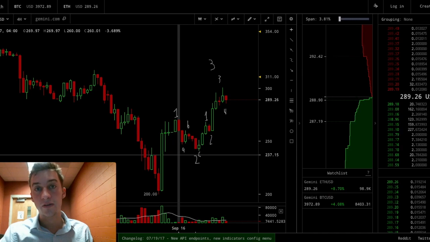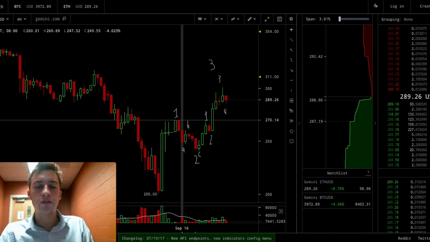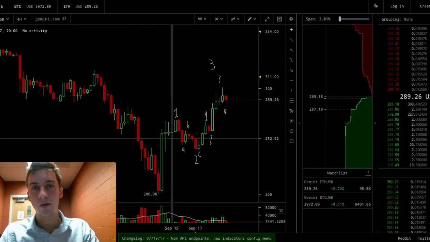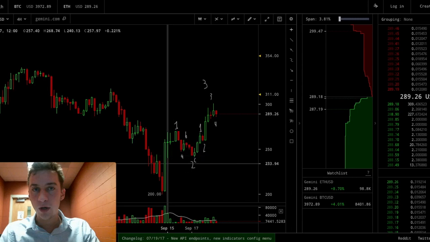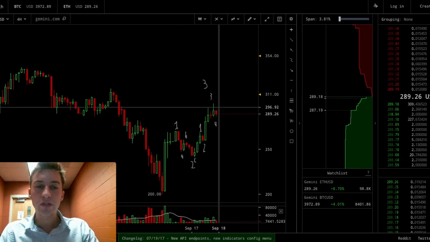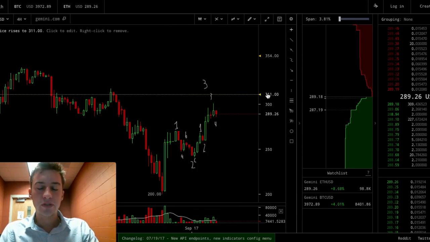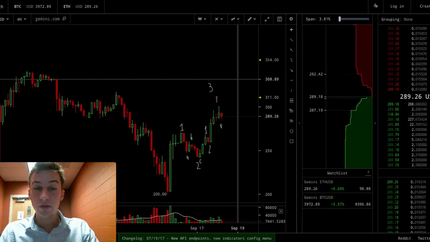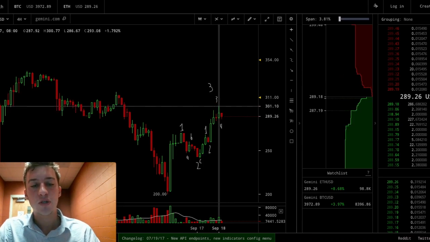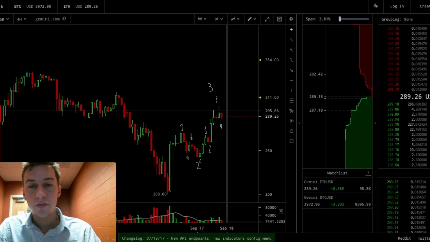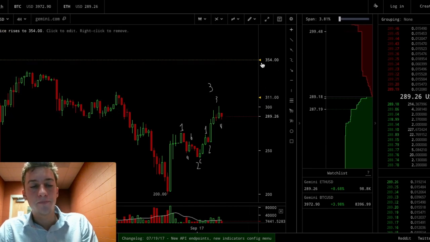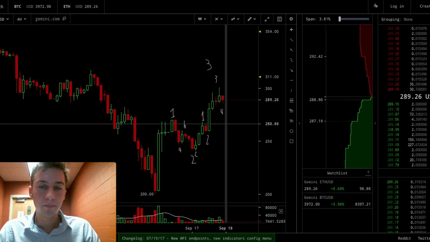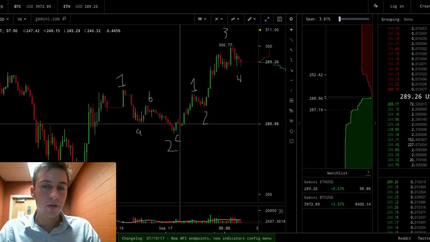Typically what you see, and what I've explained in the previous videos, is that wave 1 is equal to wave 3, or wave 3 is 1.618 the magnitude of wave 1. If wave 1 is equal to wave 3 in this market, what you're going to see is 311 becoming resistance, which I think is more likely. But what you could also see is wave 3 being a 1.618 extension, and if that were to happen, then wave 3 would take us up to 354. So those are the two possible ending points for wave 3, I think, within that wave.